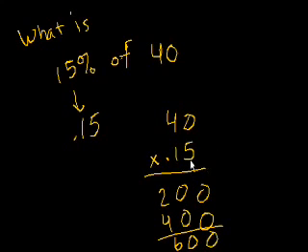And you get 600. Then you count the decimal spots. 1, 2. No decimals up there, so you go 1, 2. You put the decimal there. So 15% of 40 is equal to 0.15 times 40, which equals 6.00. Well, that's just the same thing as 6.